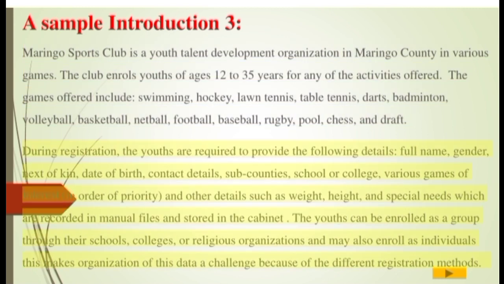During registration, the youths are required to provide the following details: full name, gender, next of kin, date of birth, contact details, sub-county, school or college, various games of interest in order of priority, and other details such as weight, height, and special needs, which are recorded in manual files and stored in the cabinet. The youth can be enrolled as a group through their schools, colleges, or religious organizations and may also enroll as individuals. This makes organization of this data a challenge because of the different registration methods.